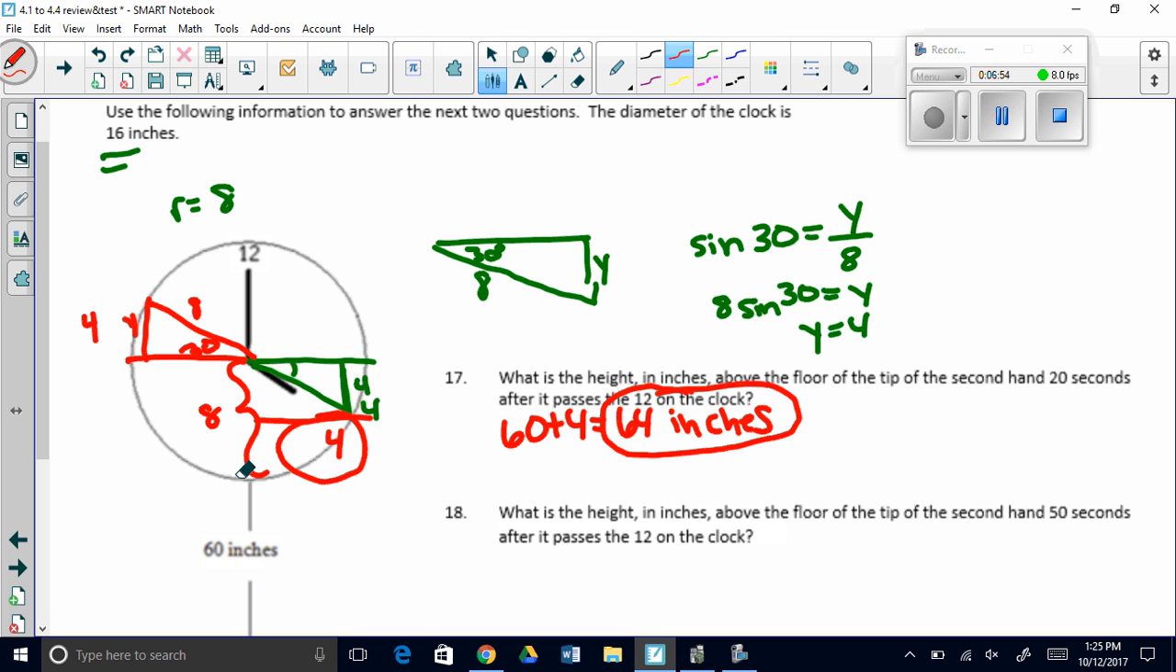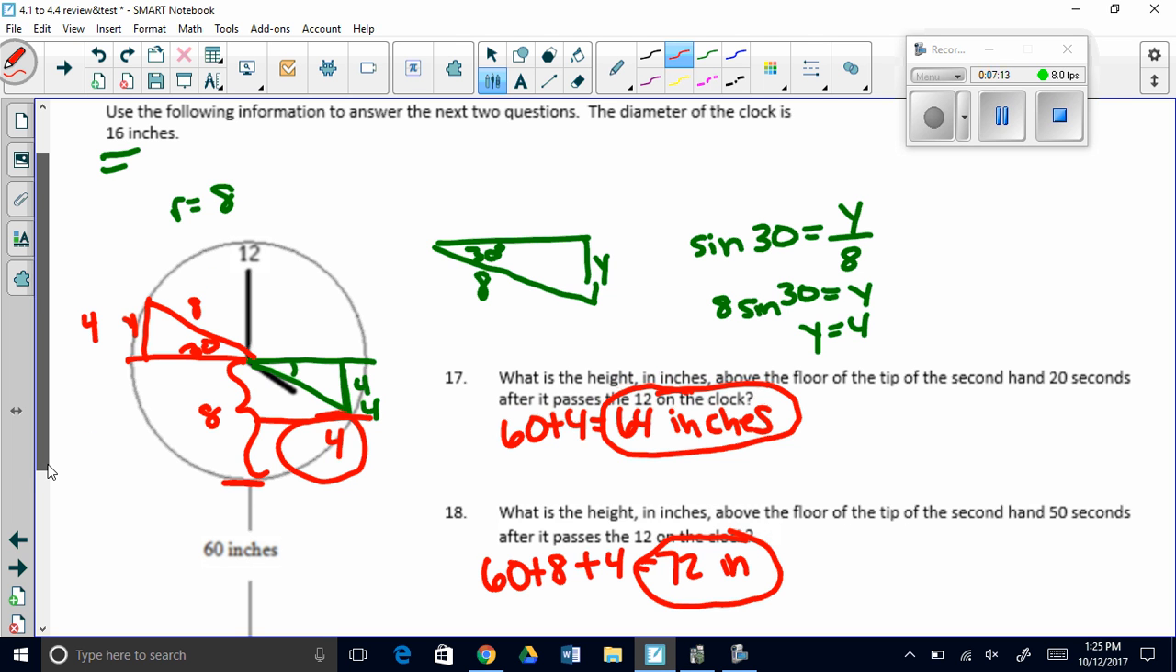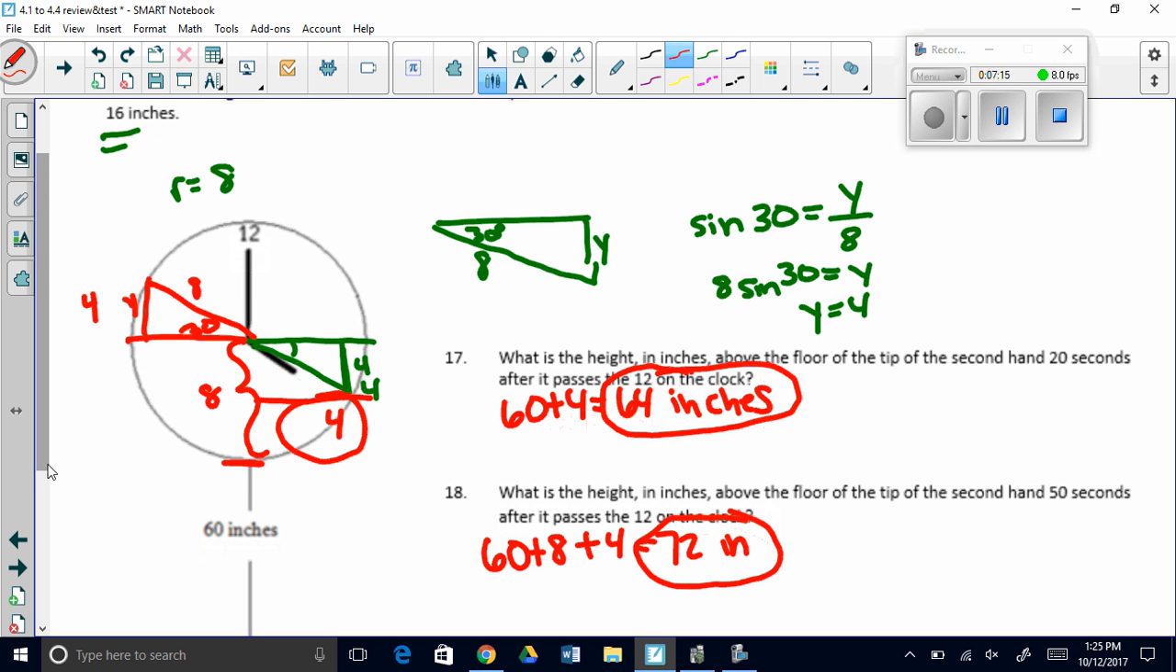And we know it's 60 inches to the bottom of the clock, 8 inches to the middle, and 4 inches up. So it will be 72 inches. Once again, I don't remember if my answer key was right or not for that one, but it should be 72 inches.